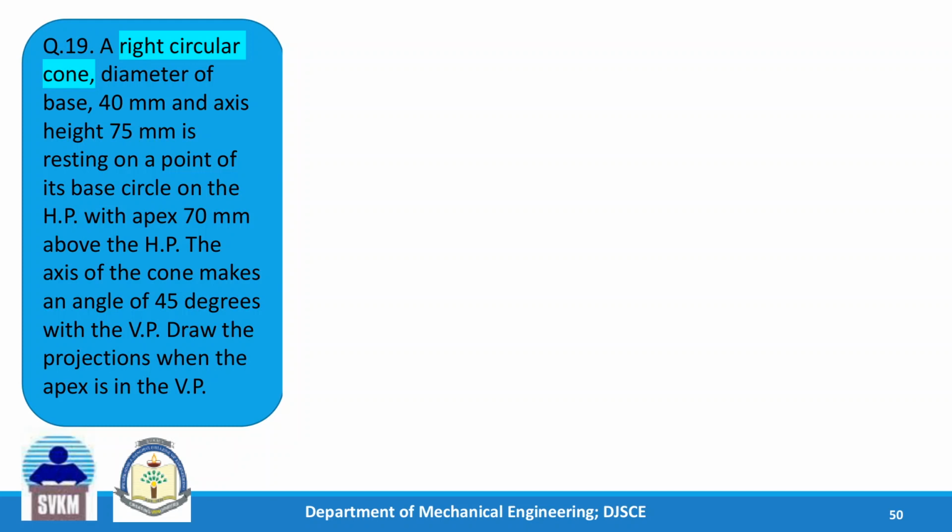First step. Second step, data is here, apex 70 mm above the HP. So we have to tilt it in such a way that the apex is 70 mm above XY. And the axis of the cone makes an angle of 45 degrees with the VP. This is the data for the third step. We will reorient the view so that axis makes 45 degree with VP and then complete the third view of the last step. So let us see the model first.